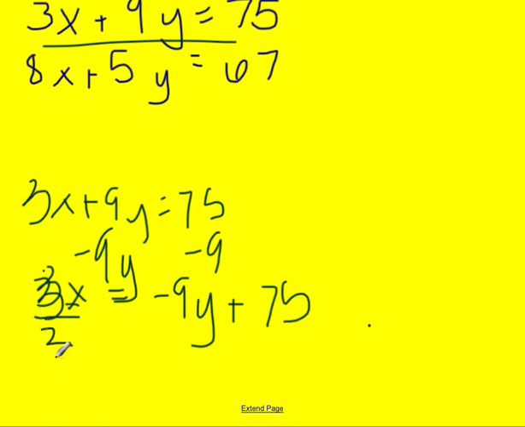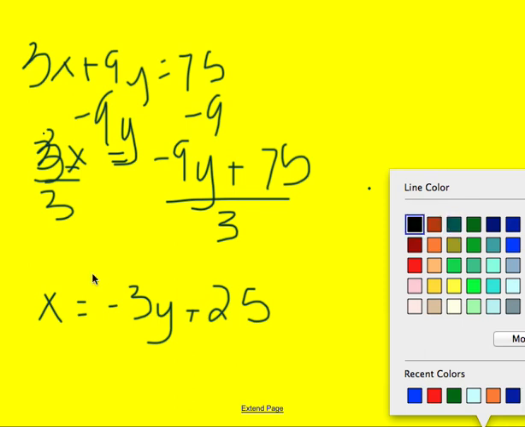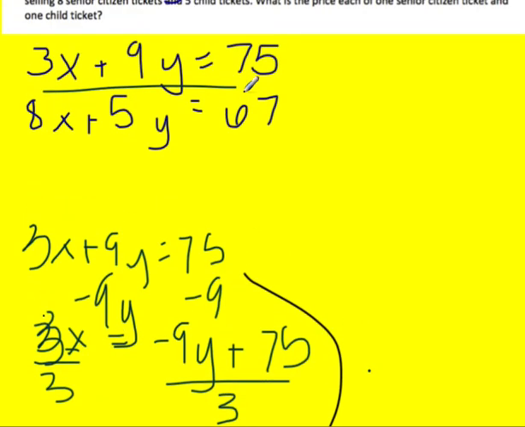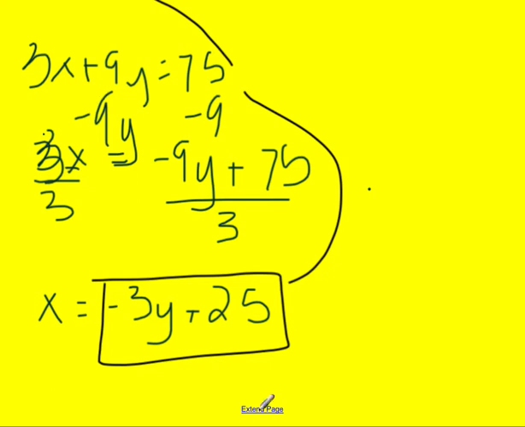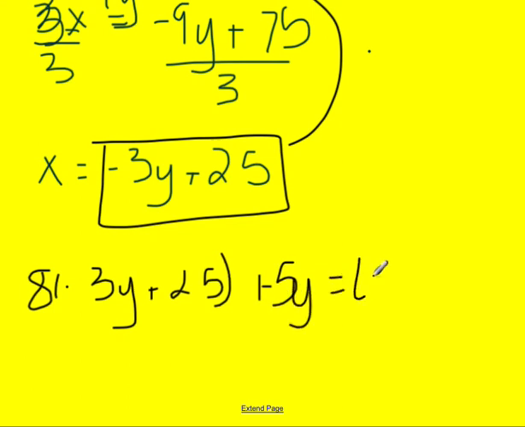So then we're going to divide both sides by 3, and we're going to get that x is equal to a negative 3y plus 25 when you subtract those out. So now x is equal to that right there. So where I see x in that second equation, I can plug in that negative 3y plus 25. So let's do that. So then I get 8, and now I'm going to plug in, instead of the x, negative 3y plus 25, and then plus 5y is equal to 67.